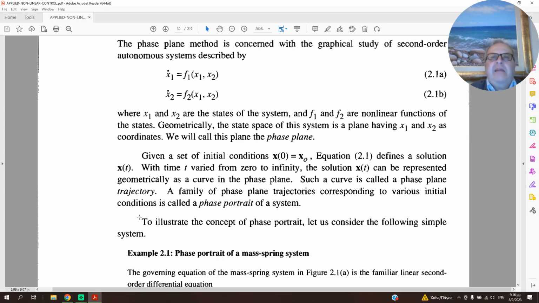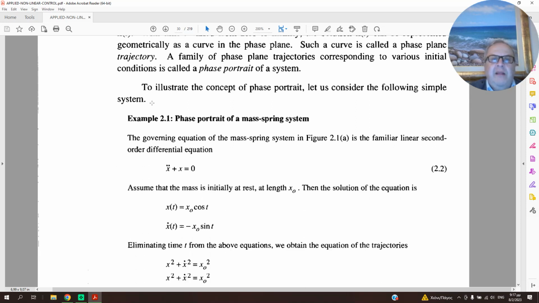We have the differential equations, where these differential equations are nonlinear differential equations. This is why I write here f1 and f2. So here you have these nonlinear differential equations and you must eliminate time. If you eliminate time from these nonlinear differential equations, then you get curves. Such a curve is called a trajectory, phase plane trajectory. We will see an example.